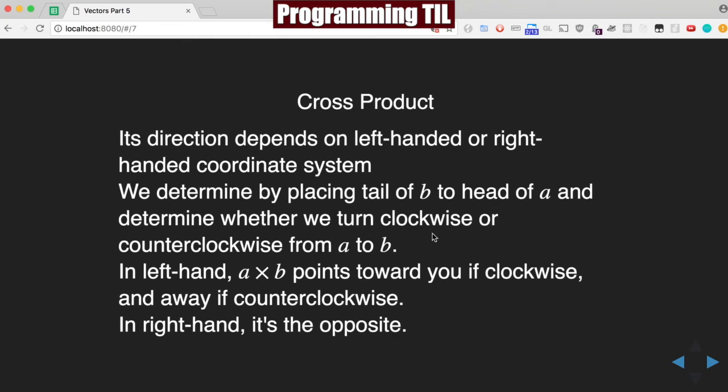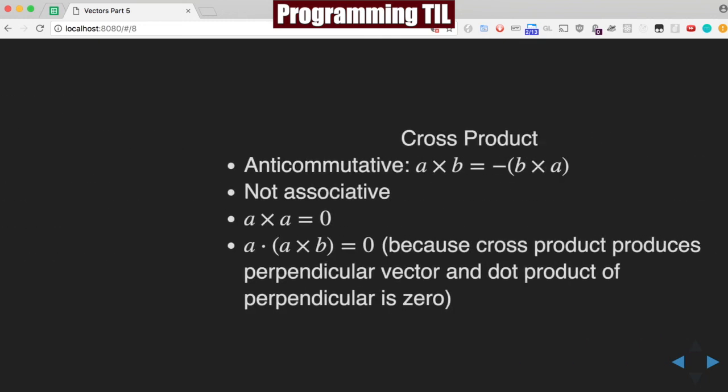In a left-handed system, A cross B points towards you if it's going clockwise, meaning if B is going clockwise from the head of A, and it's going away from you if it's counterclockwise. So if the tail of B is going counterclockwise, then it's going away from you. And for the right hand, it is going to be the exact opposite. So A cross B is going away from you if it's clockwise and towards you if it's counterclockwise.